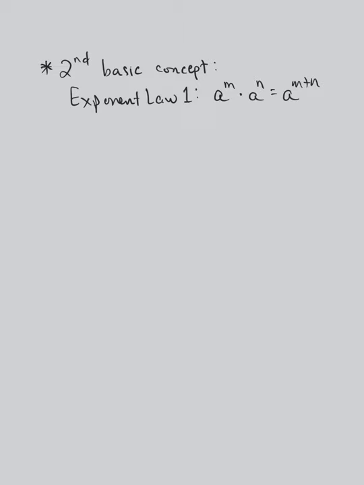The second basic concept to remember is the first exponent law. It says that a to the m times a to the n is a to the m plus n. That is, if we're multiplying two things with the same base, we add the exponents. But that's very important, be careful with that: these two things right here, you have to have the same base. Okay? So, we've seen this already.